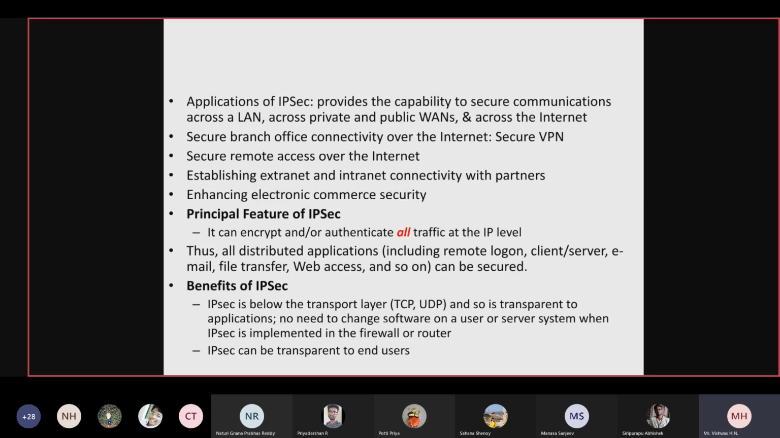RIP is distance vector, and that uses the Bellman-Ford algorithm. Okay, so basically, distance vector is centralized and link state is decentralized. So those are related to routing algorithms.